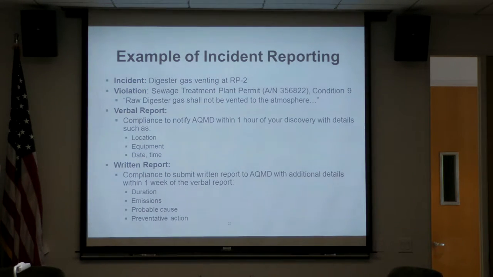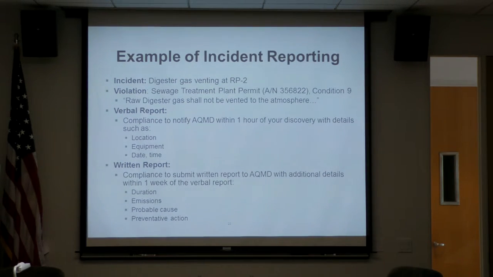For the verbal report, it's important to provide compliance with basic details such as the location, the equipment involved with the venting incident, the cause if you do know what happened, but if you don't, it's fine. We'll just write it up in the written report, and the date and time. A good example would be an actual incident that occurred in 2012, where digester gas venting occurred due to excess foaming of the digester caused by partial blockage of the digester gas discharge line, which resulted in the opening of the PVRV.